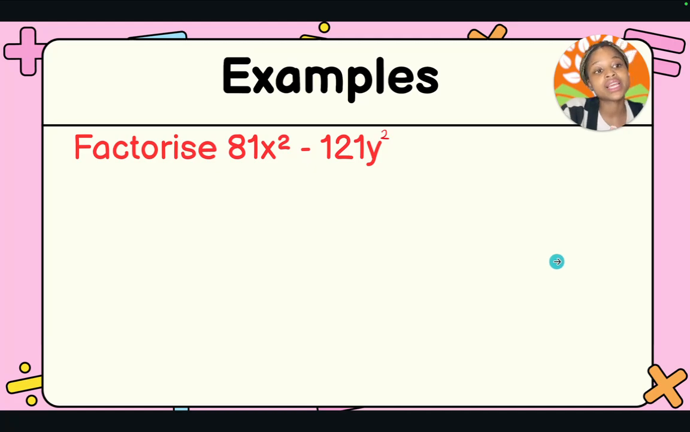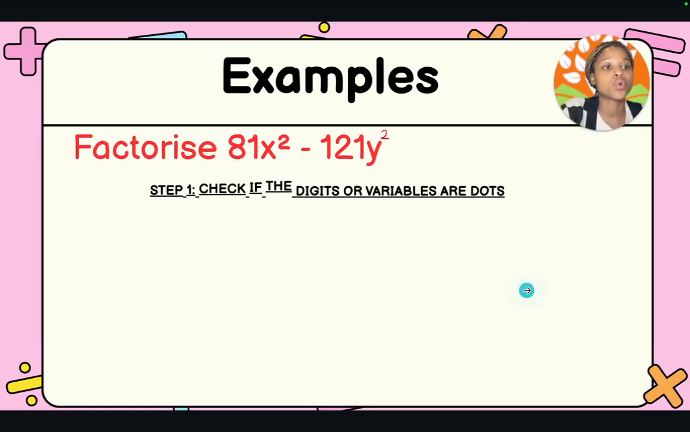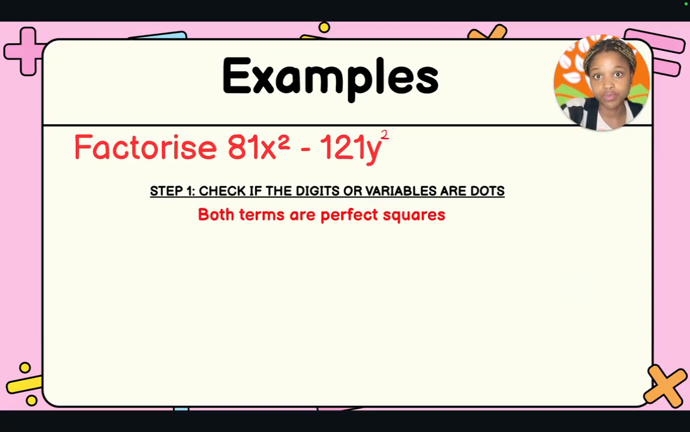All right, let's move forward. We've got 81x squared minus 121y squared. Again, we can check for a common factor, but there is no common factor here because 81 is not divisible by 121, so we just move forward, okay? Check if the digits or variables are dots. 81 is a perfect square. 121 is a perfect square. There's a minus sign between them, so yes, we can factorize using dots. Both terms are perfect squares.